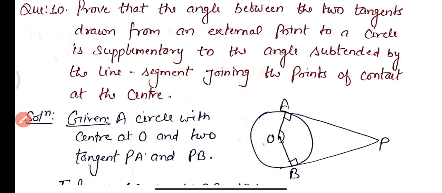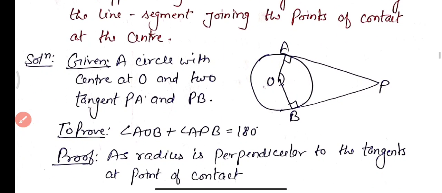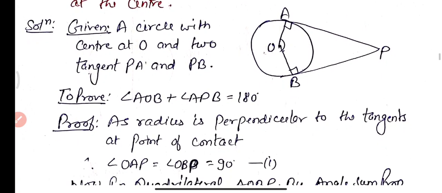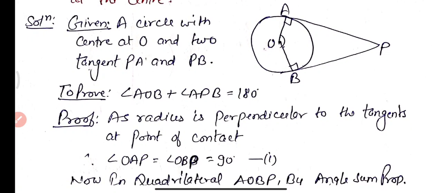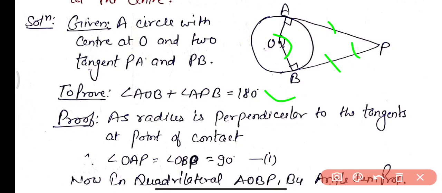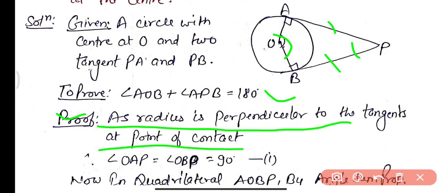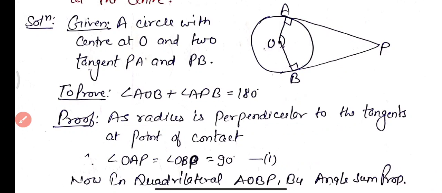So you can see we are given a circle with center O and two tangents PA and PB from point P. We need to prove that angle AOB plus APB equals 180 degree. So as the radius is perpendicular to the tangent at the point of contact, therefore angle OAP equals OBP. So OAP equals OBP equals 90 degree. Both angles will be 90 degree. Now you can see this is 90 degree, this is 90 degree.